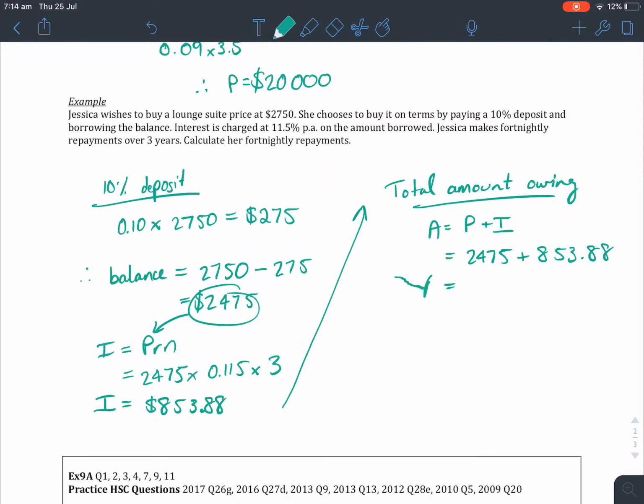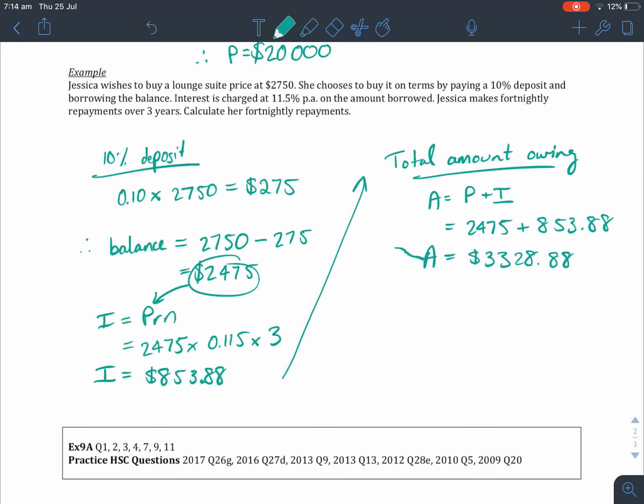So the total amount that she has to pay back is $3,328, and again, give it to 2 decimal places. We're working in dollars and cents. 88. Fantastic. Well, have a look at that number. That's more than the lounge actually cost. It's not a good idea. Oh well, I guess that's what happens if you don't have the money and you have to borrow it.